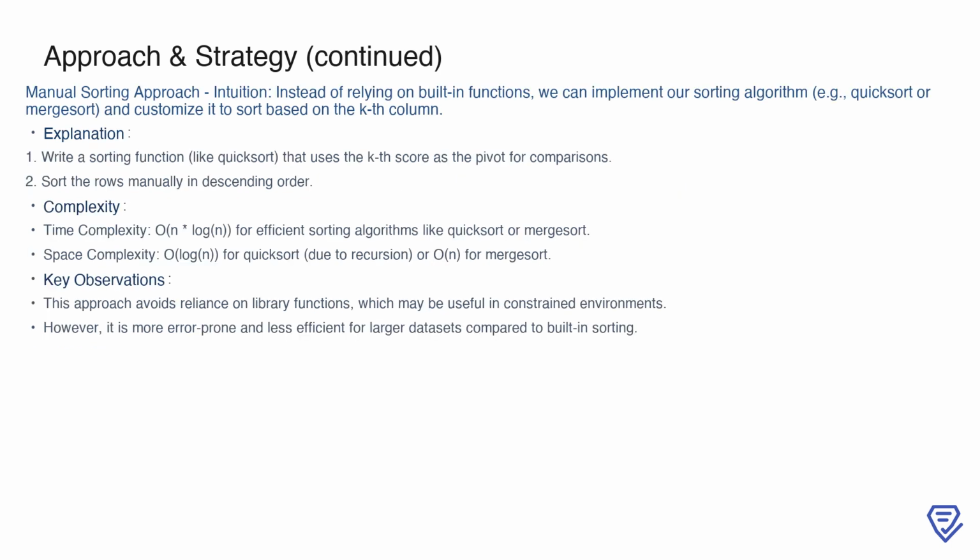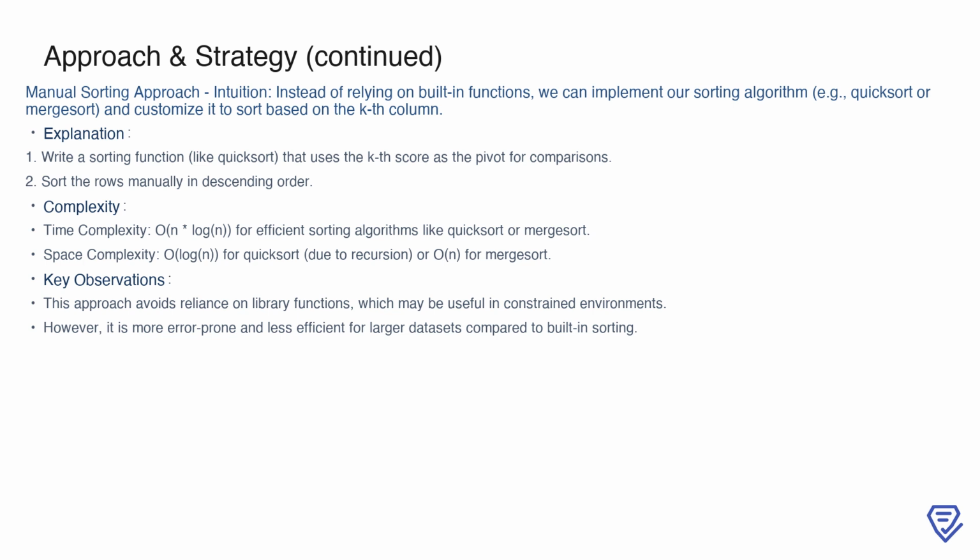Another approach involves manually implementing a sorting algorithm, such as quicksort or merge sort, and customizing it to sort based on the KTH column. Here, the sorting logic is determined by using the KTH score as the pivot for comparisons. This requires writing a dedicated sorting function that carefully handles the descending order requirement.